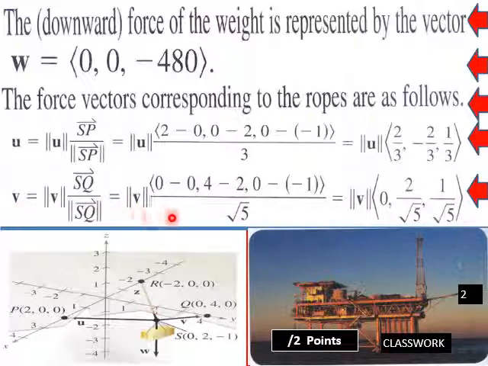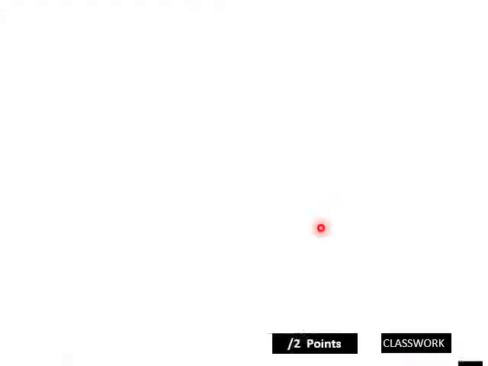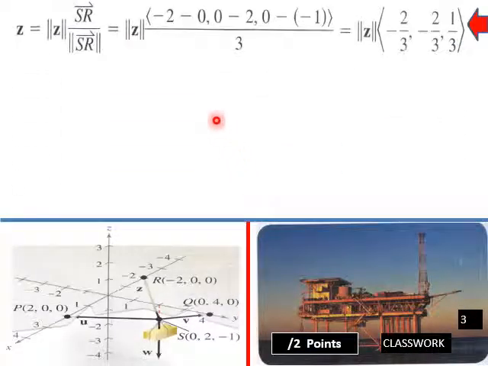Then we go into V. Again, the starting point for our V will be 0 minus 0, 4 minus 2, and 0 minus -1, and then we end up with this component form of a vector for V. We have one more left to do, and so our component form of Z would be -2 over 3, -2 over 3, and 1 over 3, which would be this rope here.